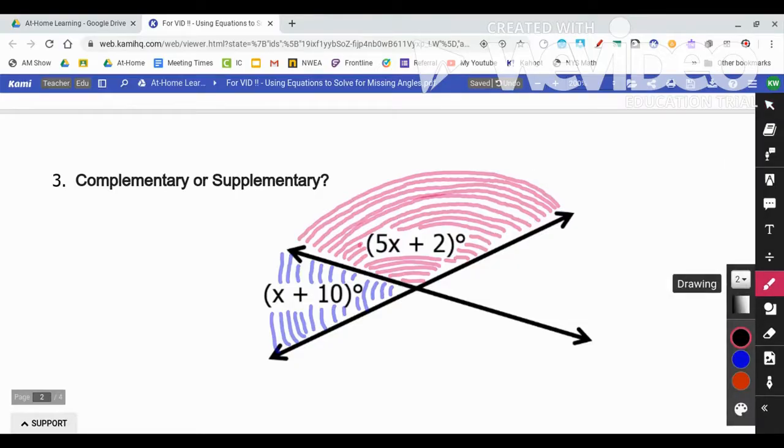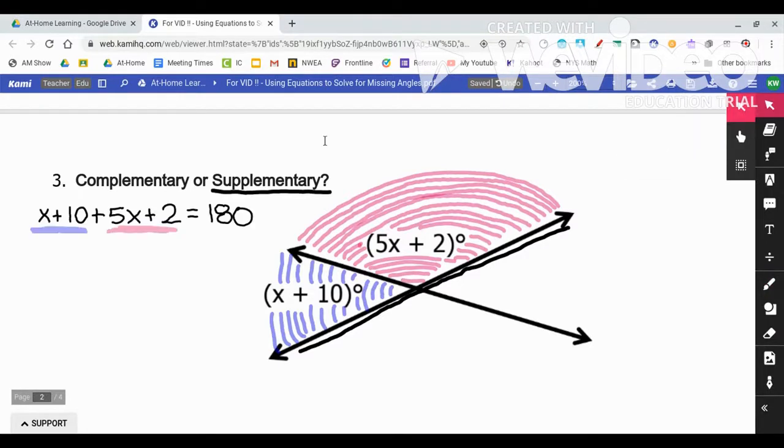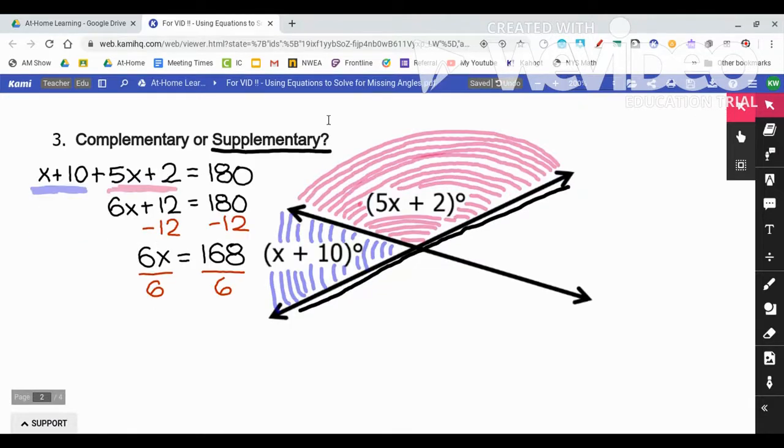On this next example, these two angles make up a straight line, which means they're supplementary. So I should add them together and set them equal to 180 degrees. Then combine like terms and solve for x. So here I'm solving for x, subtracting 12, bring down 6x, divide by 6, I get x.